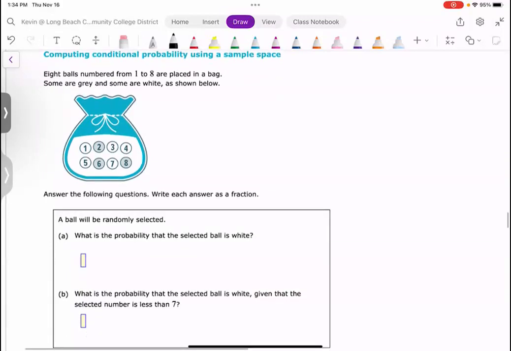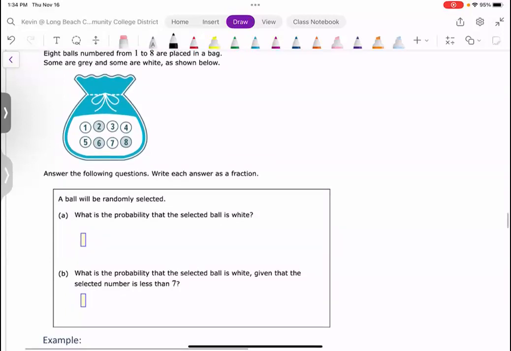8 balls numbered 1 through 8 are placed in a bag. Some are gray and some are white. Hopefully that's coming through. It looks like 2, 6, and 8 are gray. The rest of them are white. Answer the following and write your answer as a fraction. We will see that it does not matter if we write a reduced fraction or actually reduce it. It will not matter, especially in ALEKS. Either answer is fine. So a ball is randomly selected.